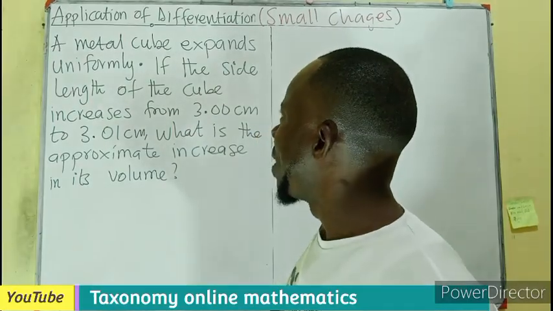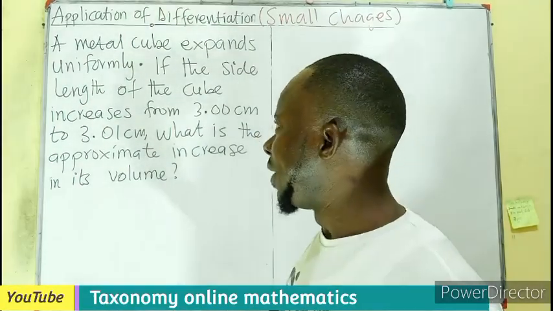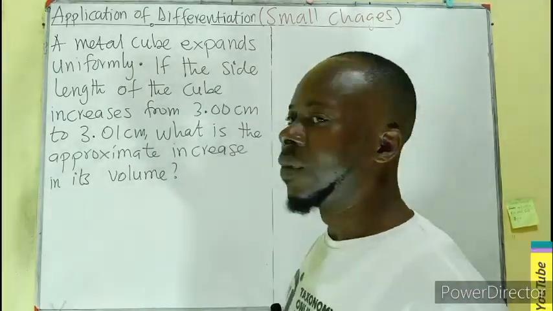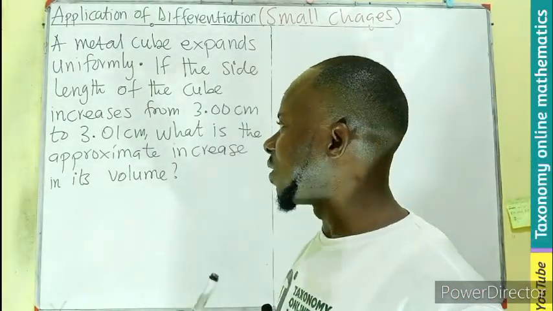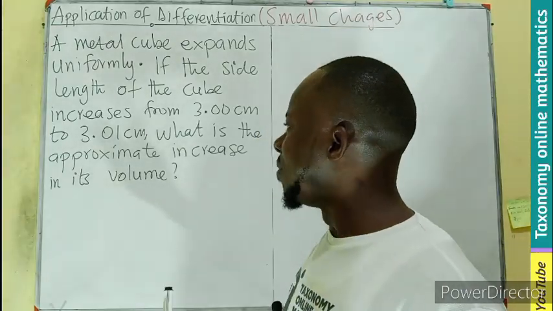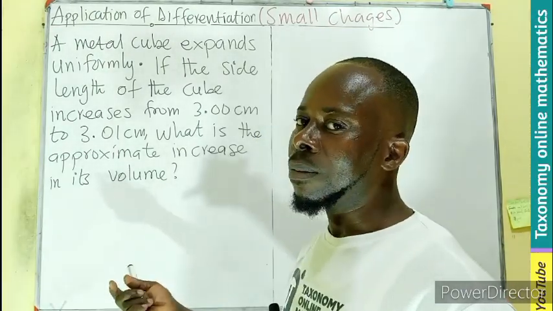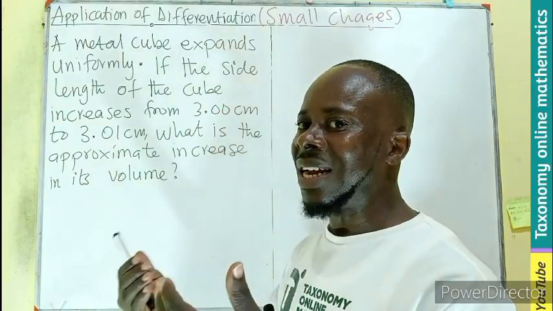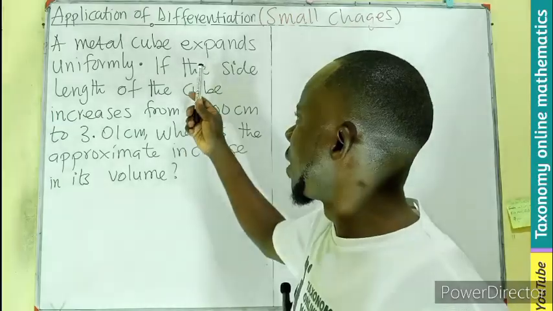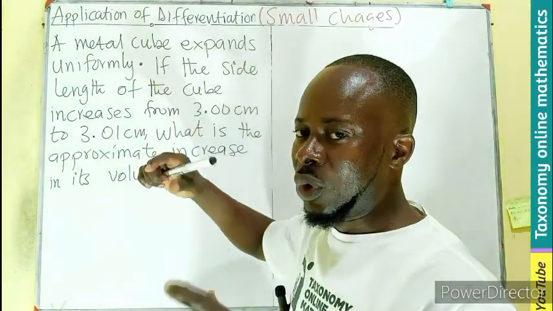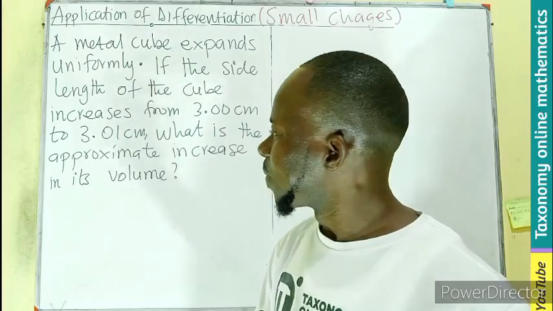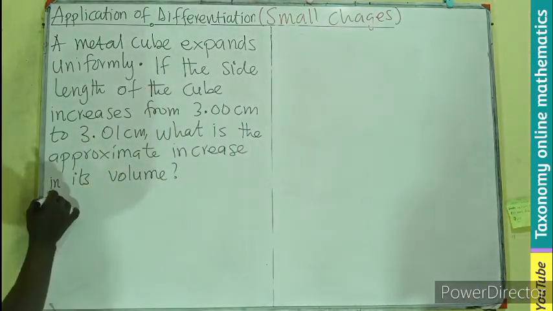A metal cube expands uniformly. If the side length of the cube increases from 3.00 centimeters to 3.01 centimeters, what is the approximate increase in its volume? First of all, let's identify the quantity: the volume of a cube. We need to state the volume of a cube, differentiate, and find the change. So let's begin with the data.